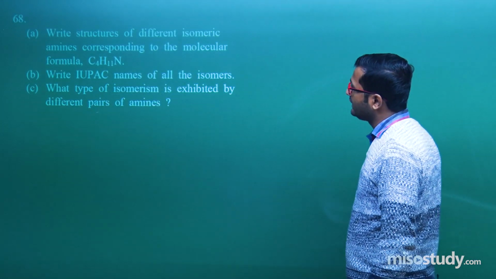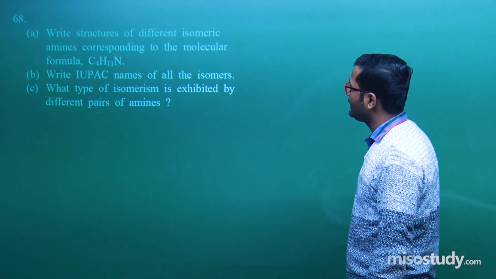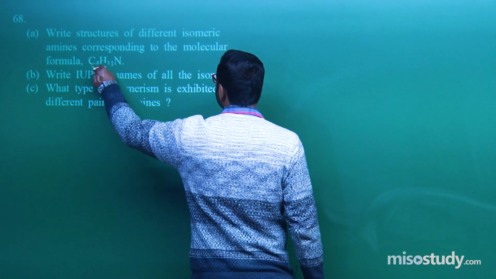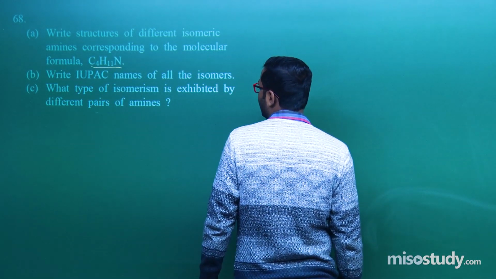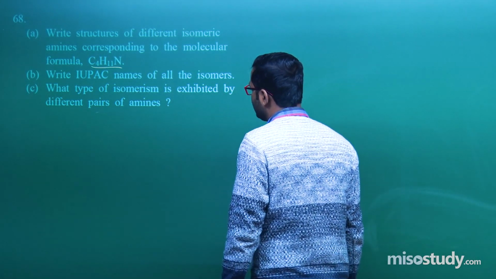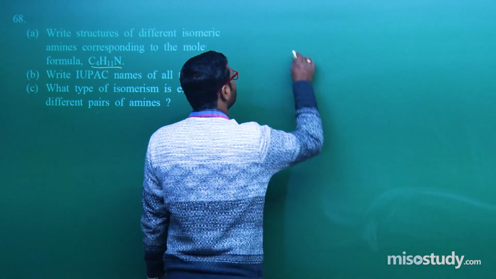Now let's move to the next question. Write the structure of different isomeric amines corresponding to the formula C4H11N. Write the IUPAC names of all the isomers. What type of isomerism is exhibited by different pairs of amines? This is a good question.